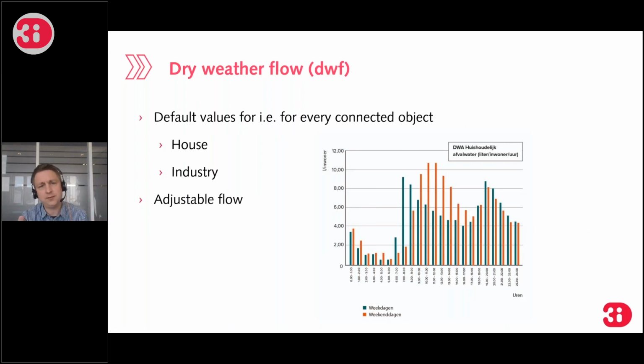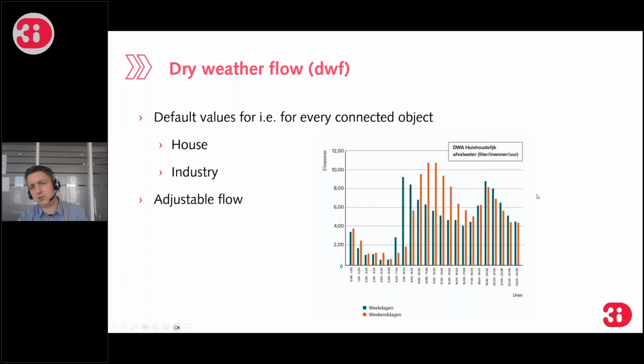Of course, for dry weather flow, now you can connect every object. You can have complete freedom in what kind of dry weather flow patterns you want to add. You can have weekdays, you can have weekend days, and you can just adjust this flow. You can use maximum inhabitant equivalence, but you can also use different kinds of parameters for that if you are interested in this kind of analysis.